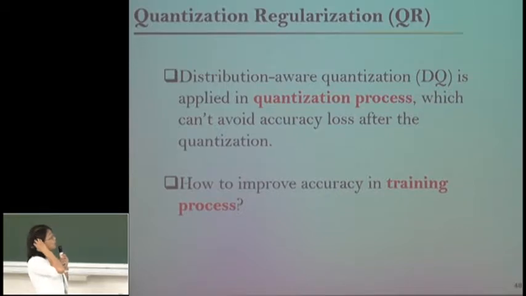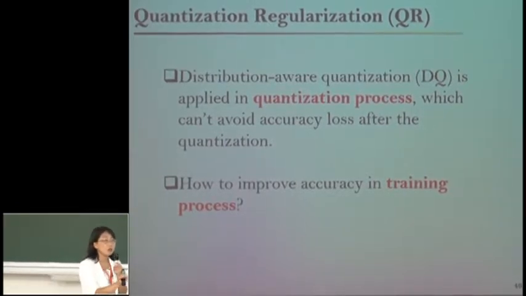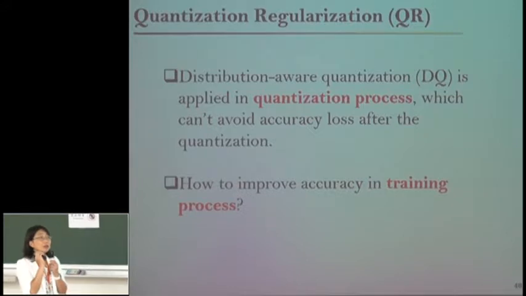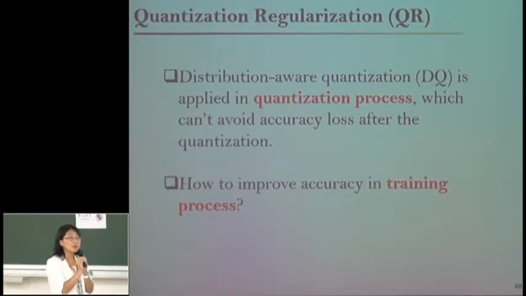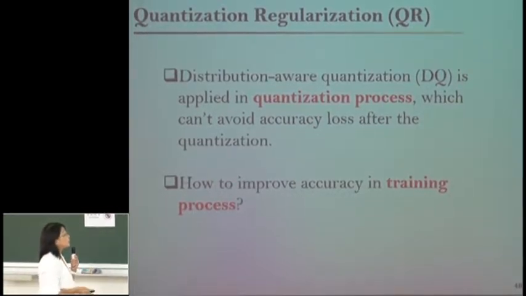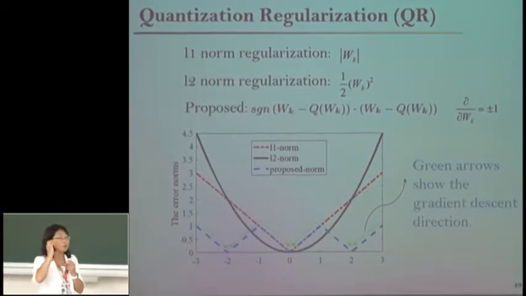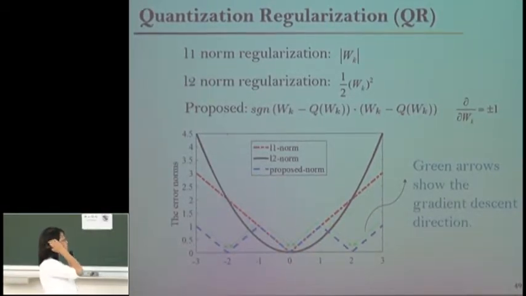Quantization regularization is needed because the previous distribution-aware quantization is only used in the quantization process. Essentially, we decide the training, get the weight distributions, and based on those distributions we pick the optimized quantization values for each layer, and that's it. The training part was not really considered, and quantization regularization is an algorithm-level way to consider or optimize the training part.